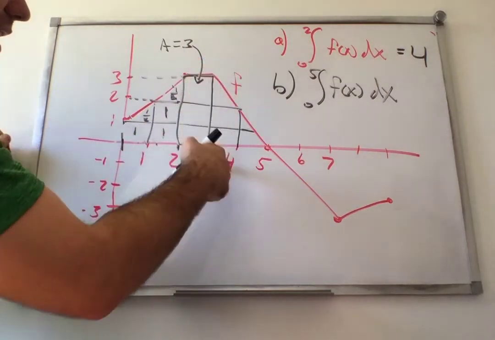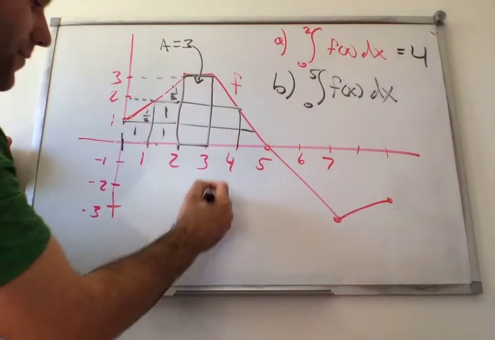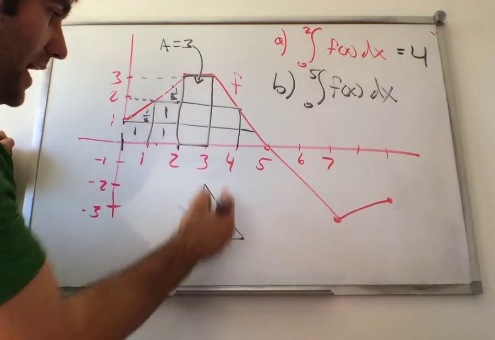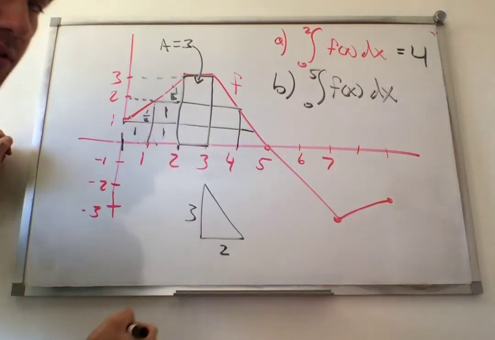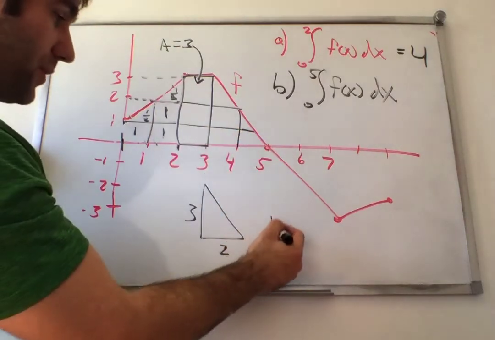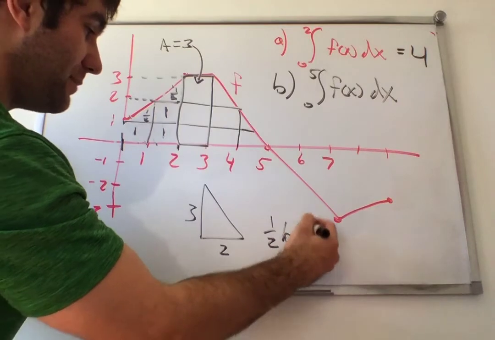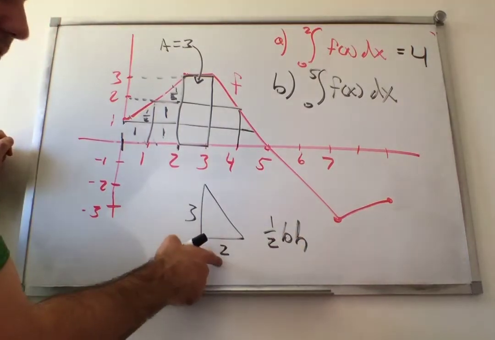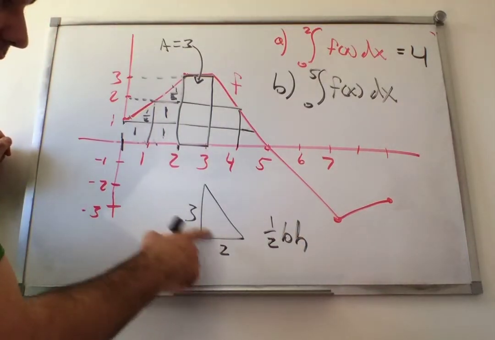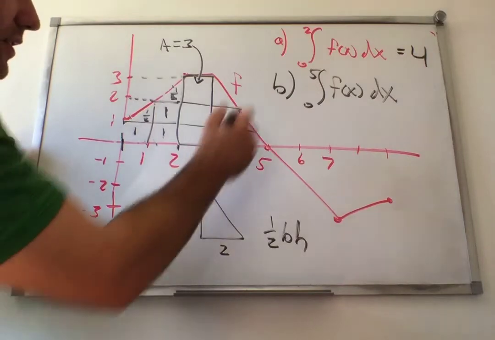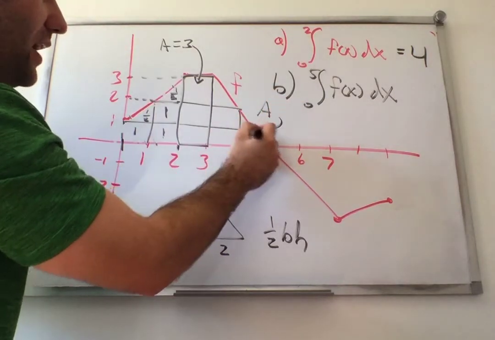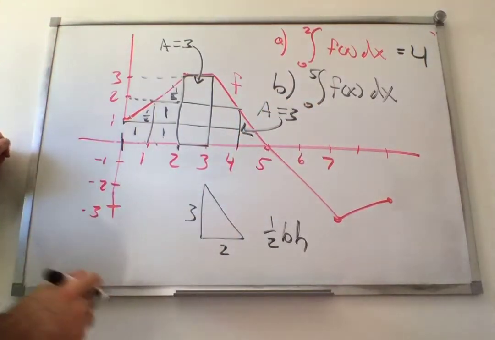Now this triangle right here, it has a height of 3. It has a width of 2. The area formula for a triangle is 1/2 base times height. So 1/2 times 2 is 1, times 3 is 3. So the area of this triangle right here is also equal to 3.